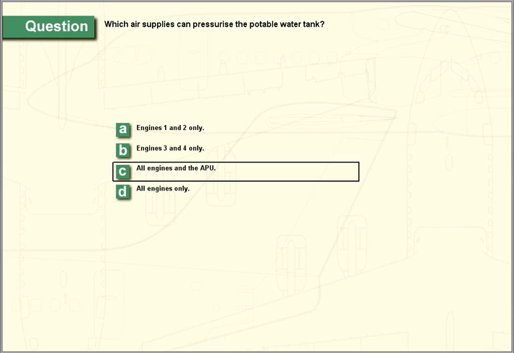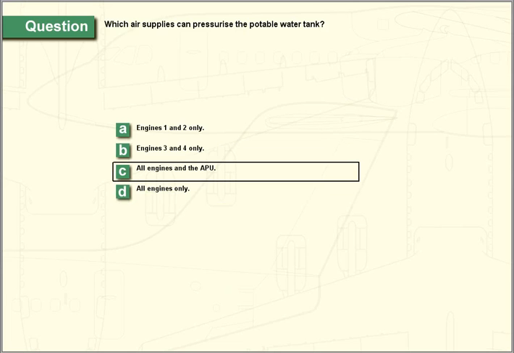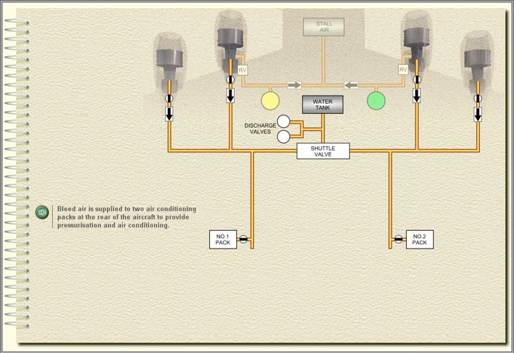A connection between the left and right systems via a shuttle valve allows an air supply to the water tank and the forward and rear discharge valves. Which air supplies can pressurize the potable water tank? The air supply to the discharge valves is used to keep them open when the aircraft is on the ground. This will be discussed further in the air conditioning and pressurization module.